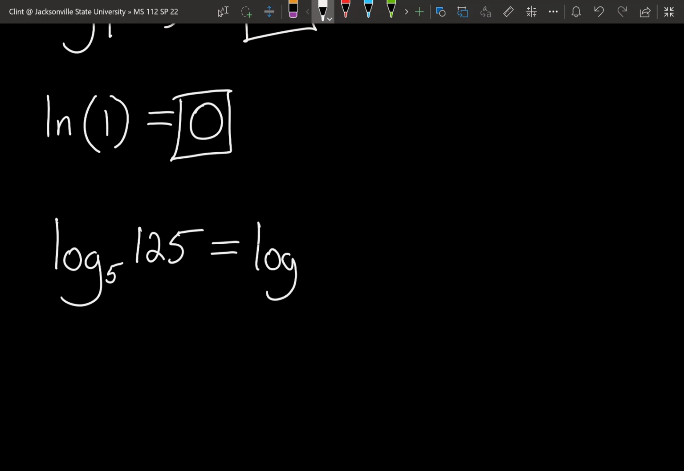So one way of thinking about this one is like this. So now what's that going to be? The bases match now, so it's going to be 3.